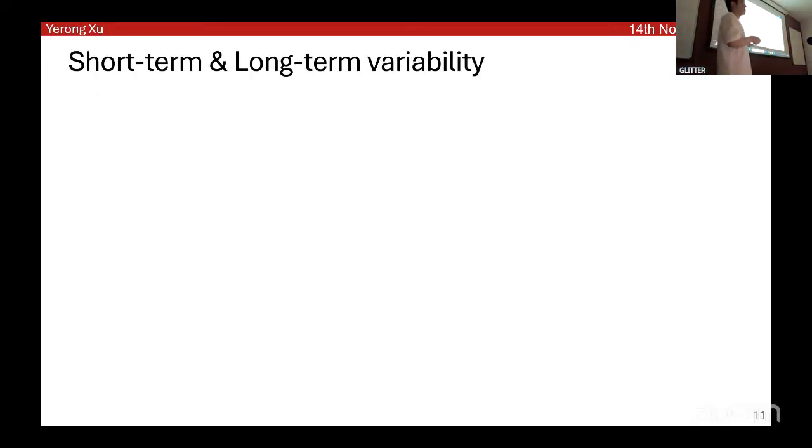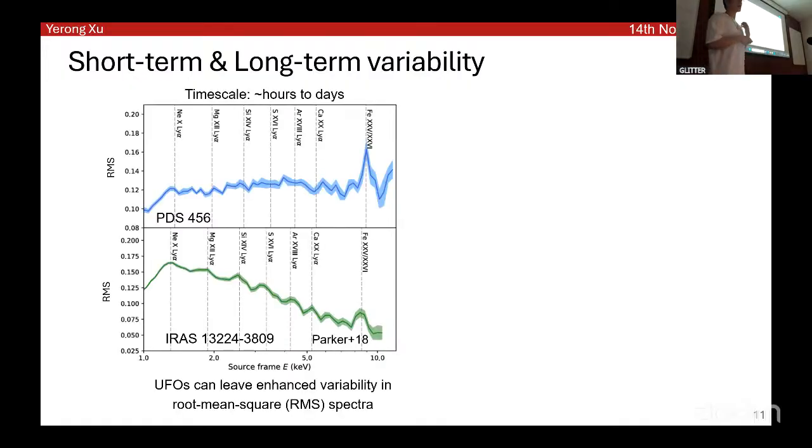Besides these correlations, UFOs, as you can expect, since they come from the very inner region of AGN, could show very strong variability on different time scales. For example, on short time scales from hours to days, as I mentioned and presented in the previous slide, UFOs could rapidly respond to the continuum variations.